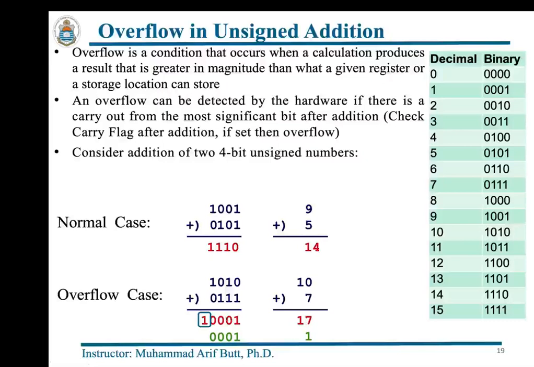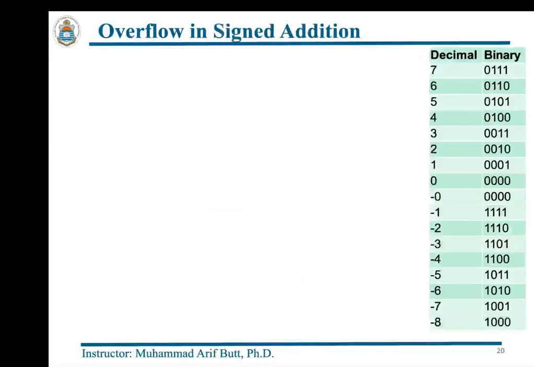Okay, so this was a case for overflow in case of unsigned numbers. Let's see the case of overflow in case of signed numbers as well. Now over here, you can see this table, the 4-bit binary numbers. The range is from -8 to +7, whose 2's complement representation covers the negative numbers as well as the positive numbers.